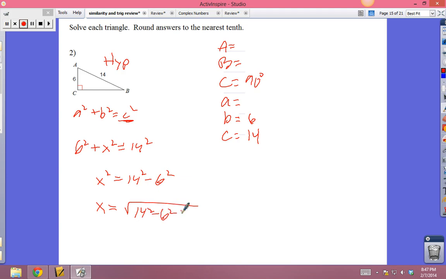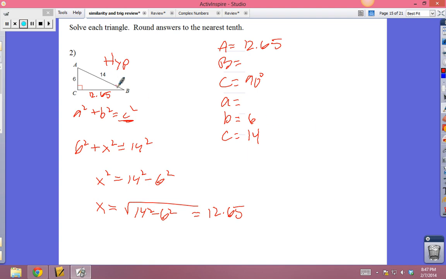So I'm going to punch that in on my calculator. Let's see, square root of 14 squared minus 36. And that gives me a decimal. It's 12.65. So if we call this side right here 12.65, that is side A. Okay, now I just gotta find an angle.